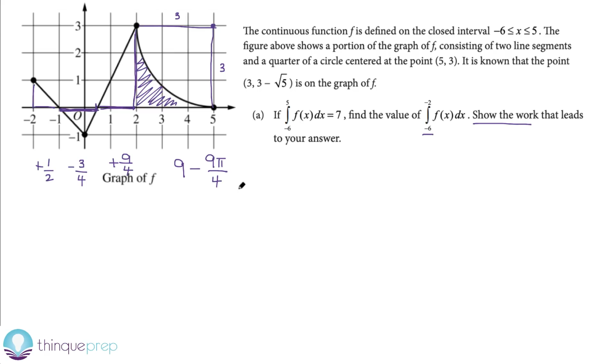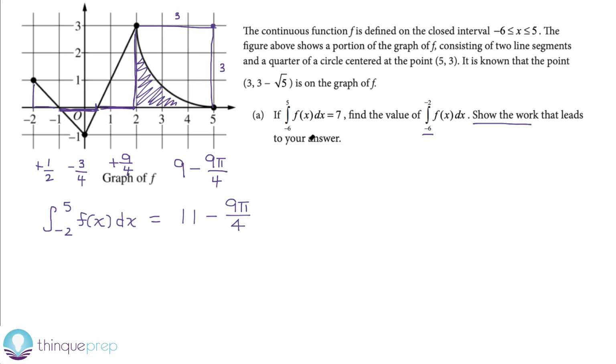So if we add up all these things, we can write that the integral from -2 to 5 of f(x) dx is just equal to all of these things added up. Well, a half minus 3/4 is -1/4. -1/4 plus 9/4 is equal to 2. 2 plus 9 minus 9 pi over 4, the whole thing should add up to 11 minus 9 pi over 4. Okay, so that's the first step.